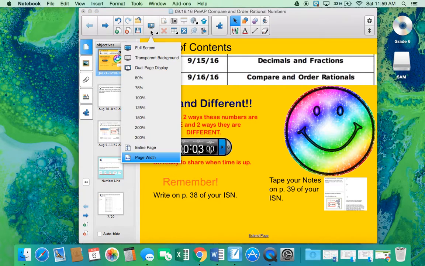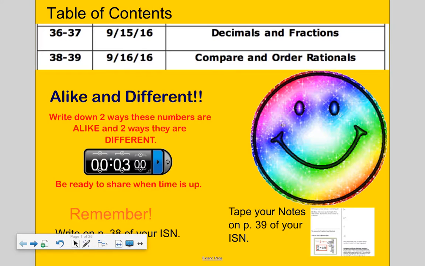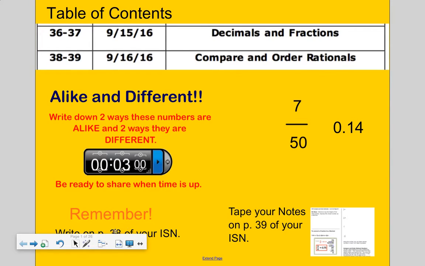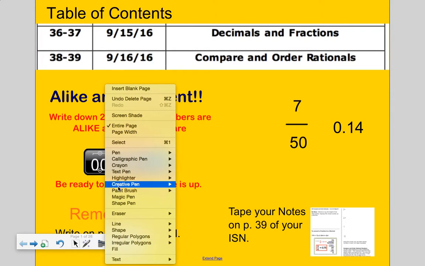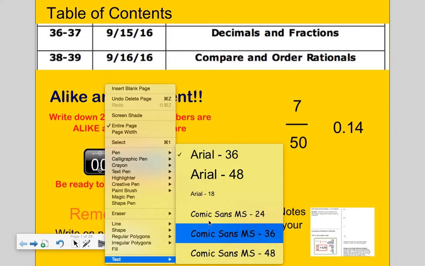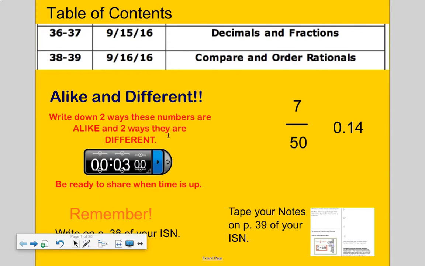Today's lesson is over comparing and ordering rational numbers. So let's look at our number routine for today. Can you write down two ways these numbers are alike and two ways these numbers are different? So let's do alike.